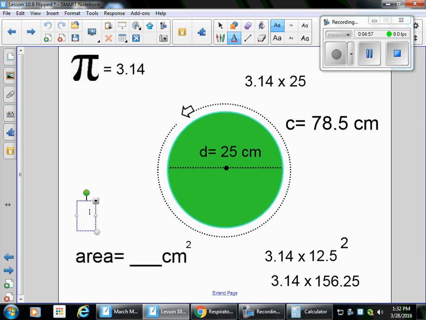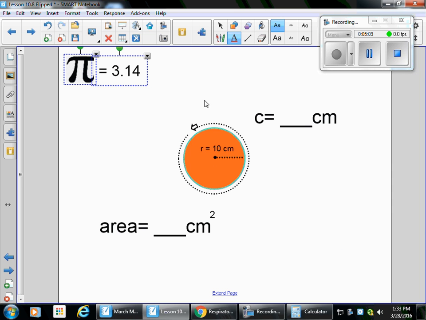490.625 is my area. And that would be centimeters squared. Let's do another one here. All right, we'll try this one.